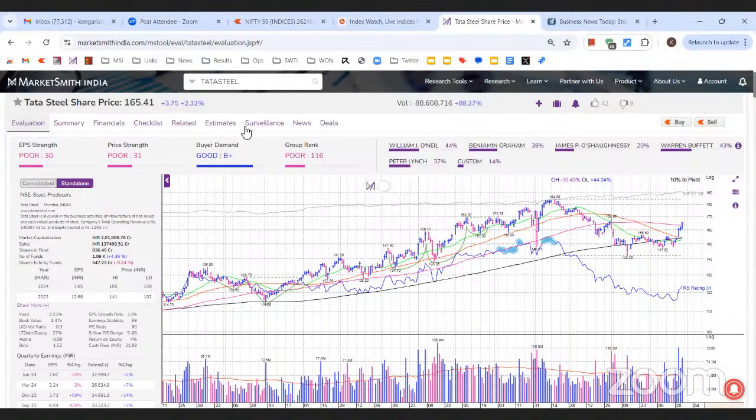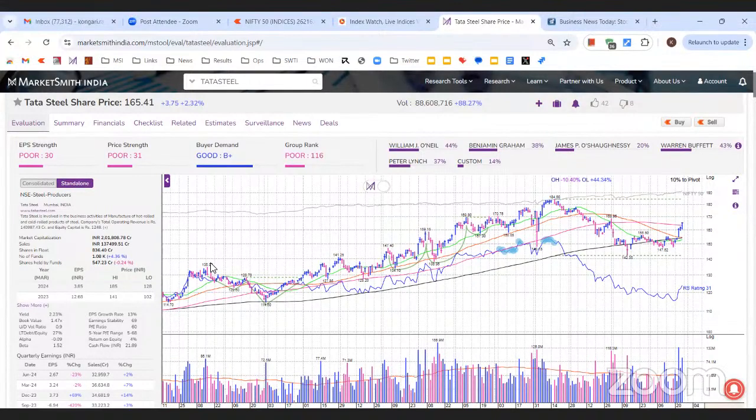But if you look at the ratings, they are not so good. EPS is poor and price strength is also poor. So both in terms of fundamentals and technicals, from the ratings point of view, the stock is not placed good. It is still 10% from the pivot. RS rating might improve from here, but EPS will take time to improve.